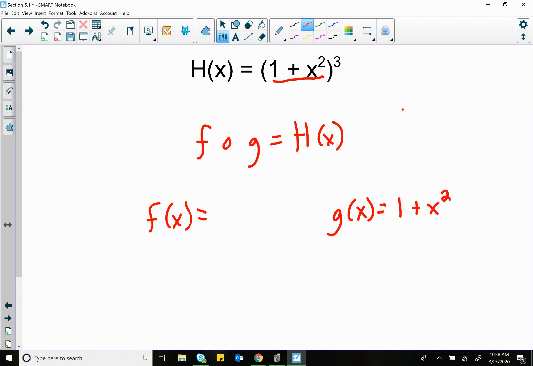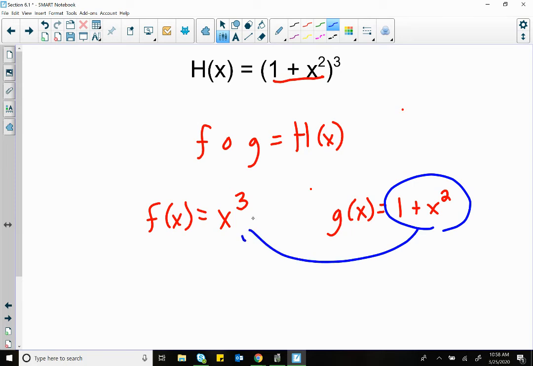Your g is 1 plus x squared. And if I take this piece out, what was originally there for f? X cubed. Because you can see that if I take this function right here and plug it in there, I get right back to that h that I had a second ago. So these are really the two original functions.